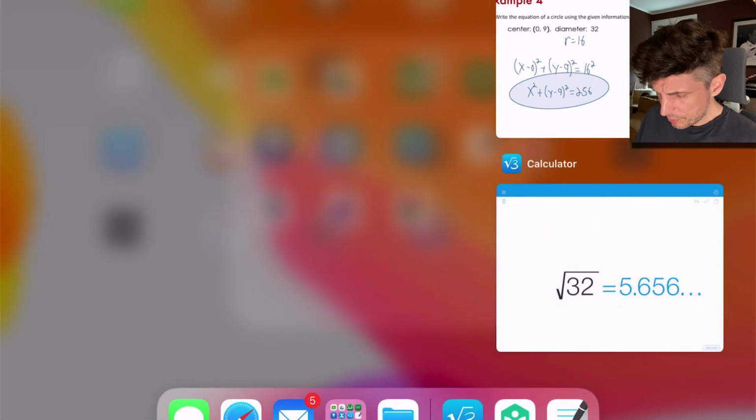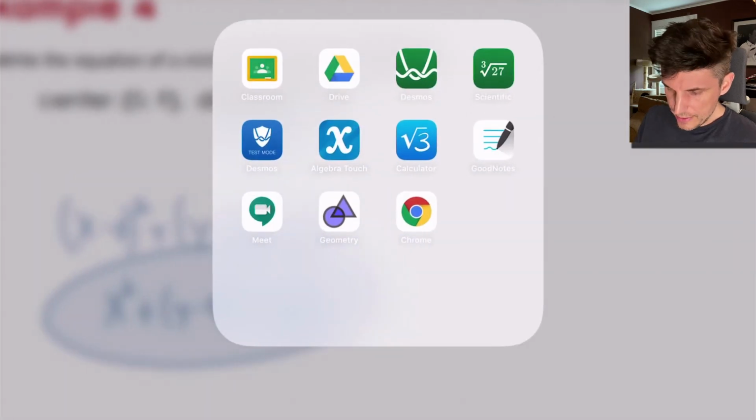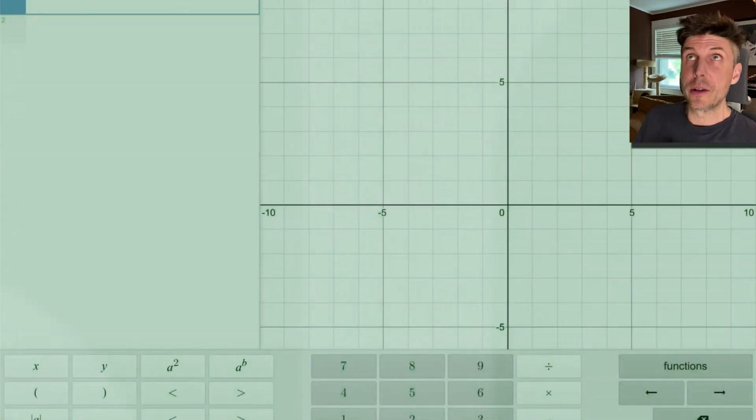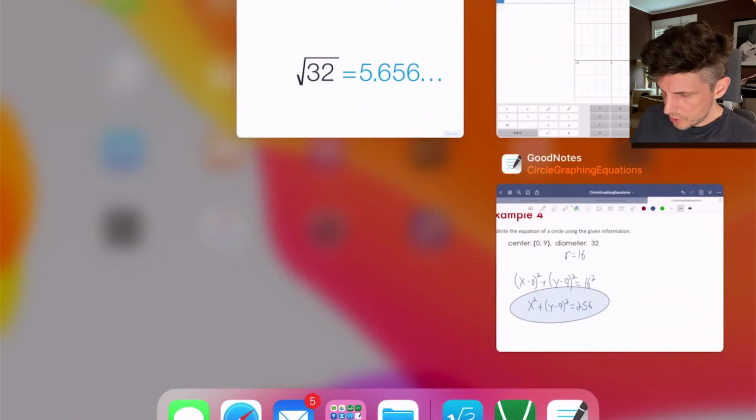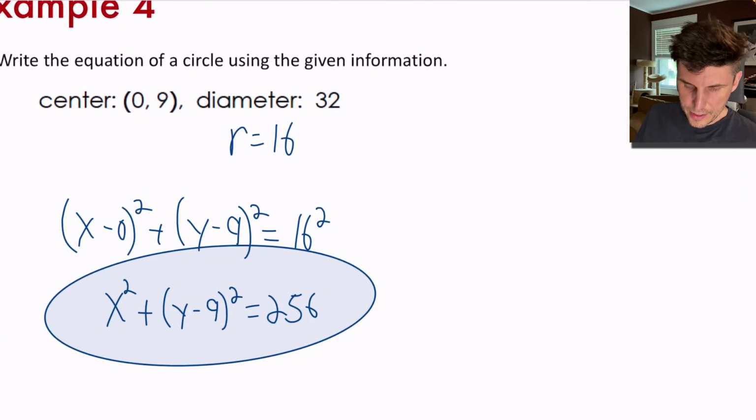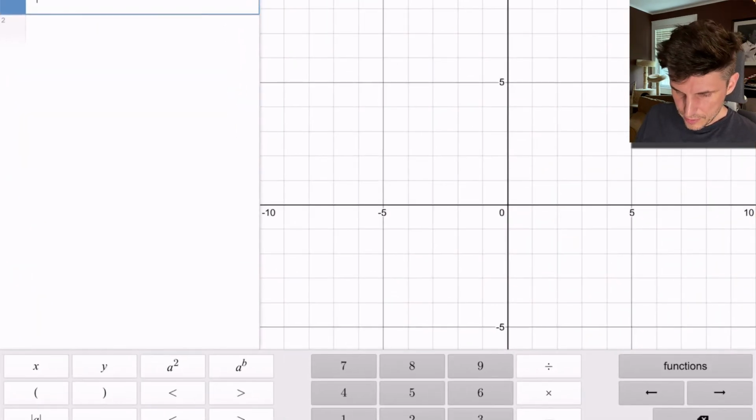Now, you could use a program like Desmos or any graphing calculator for that matter. Well, actually, no, I take it back. Regular graphing calculators, like a TI-84, will force you to solve for y in terms of x. It doesn't let you implicitly graph. But Desmos or any online calculator typically will let you just type in the equation as it is, like the equation we just created, x squared plus y minus 9 squared equals 256. Let's plug it in here and just test it out.